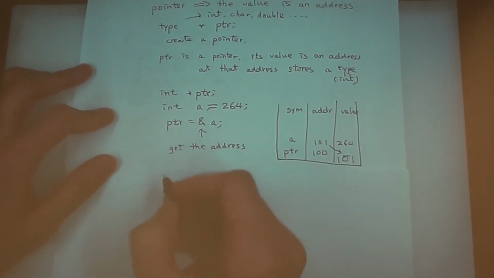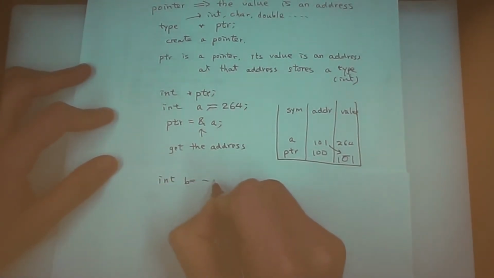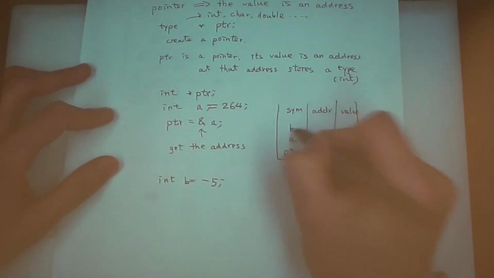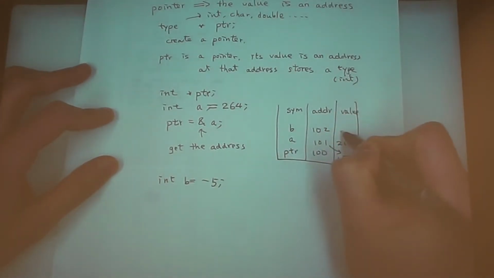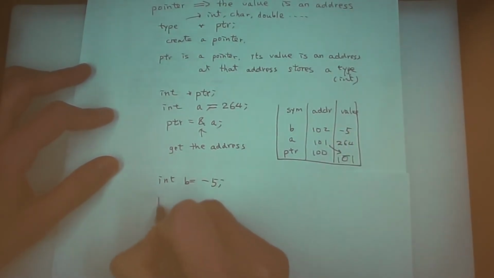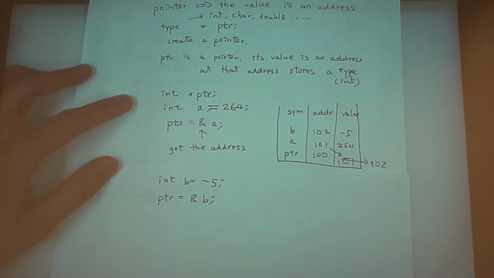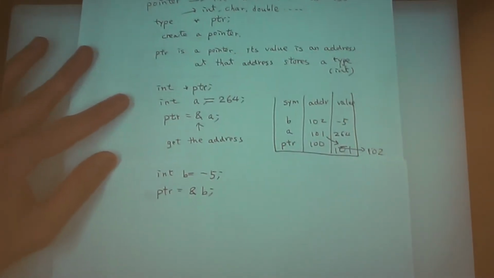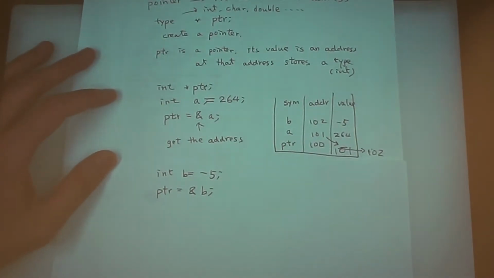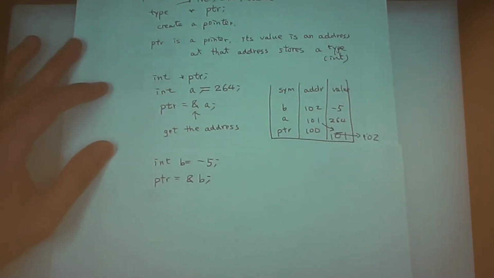You can do something different. Later on you can say integer b equal to minus 5, and b has its own address 102, and this minus 5. You can say PTR equal to ampersand b. In that case, this becomes 102. Any questions so far?